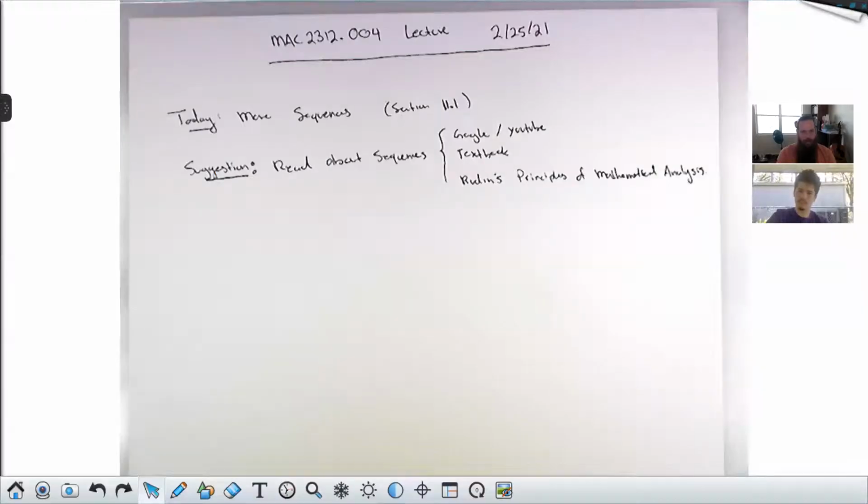Of course, Google and YouTube and our textbook are going to have more digestible treatments of sequences, but Rudin is the kind of world standard right now.